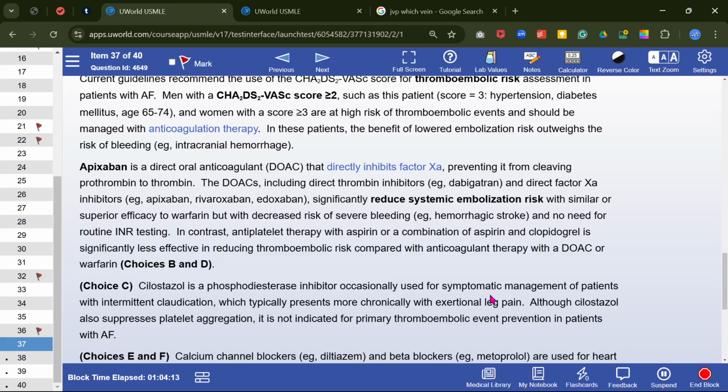In contrast, antiplatelet therapy with aspirin, or a combination of aspirin and clopidogrel, is significantly less effective in reducing thromboembolic risk compared with anticoagulant therapy with a direct oral anticoagulant or warfarin.